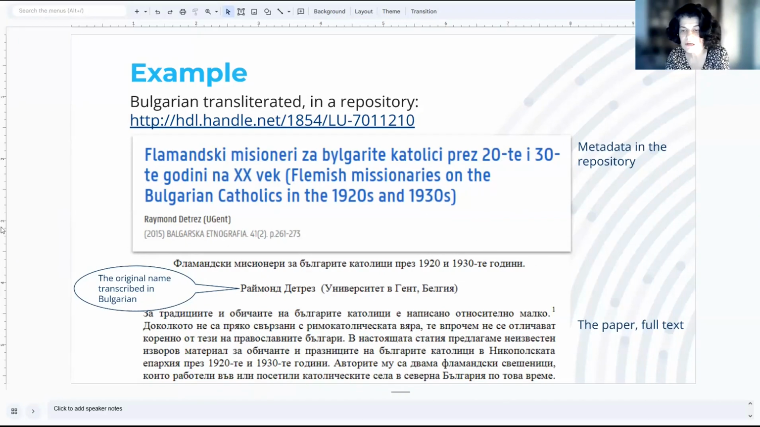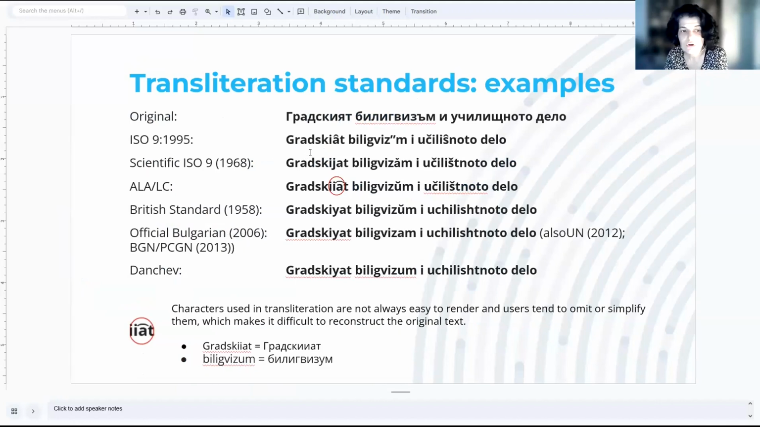And here you can see an example of how this looks. So there are multiple transliteration standards that are used for Bulgarian Cyrillic. Also, there are multiple standards for Chinese, for Arabic, for Hebrew, for various languages. And that's what makes the situation difficult. So it's original in Cyrillic. And this same title can be transliterated in various ways.